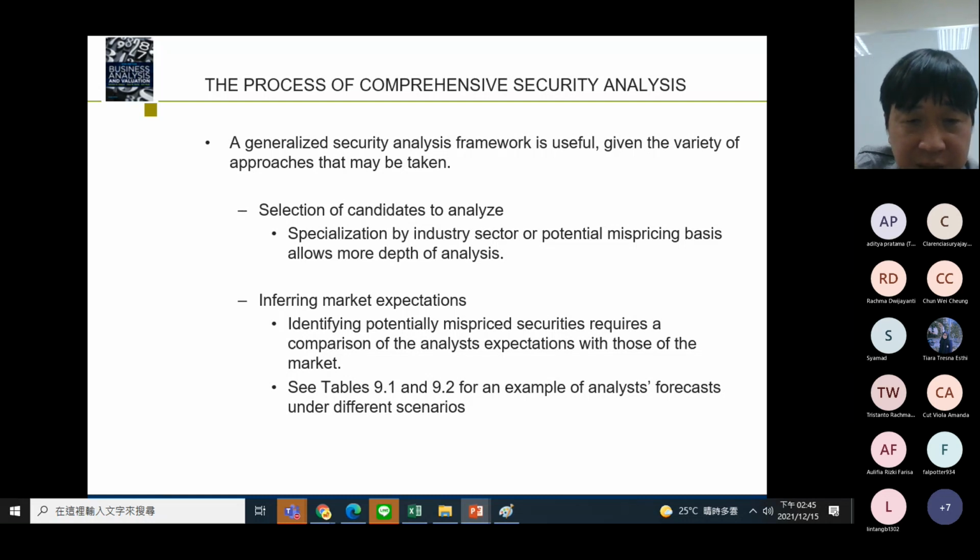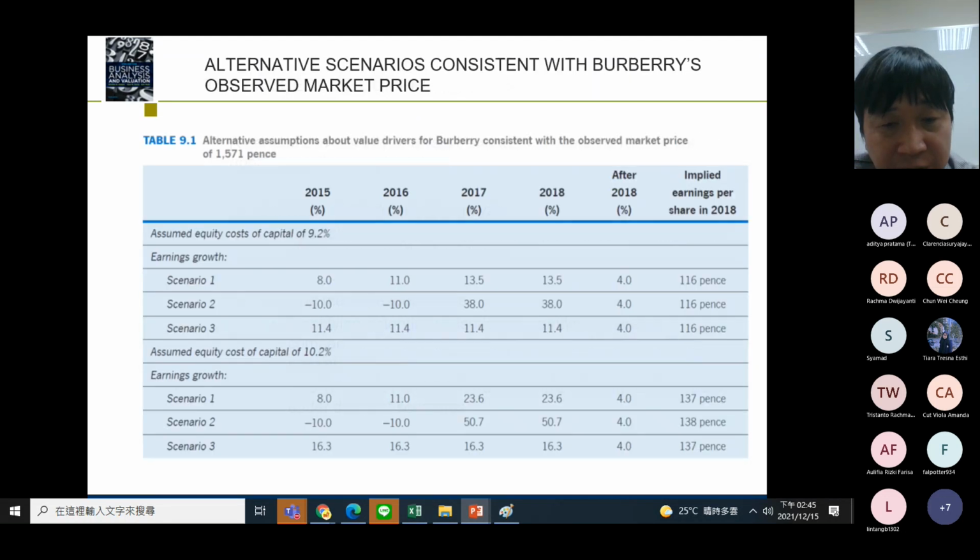Tables 9.1 and 9.2 give an example analysis forecast under different scenarios. So here are scenario 1, scenario 2, scenario 3 at different calendar years: 2015, 2016, 2017, 2018, and after 2018. So the implied earnings per share in 2018, this one, is 116.